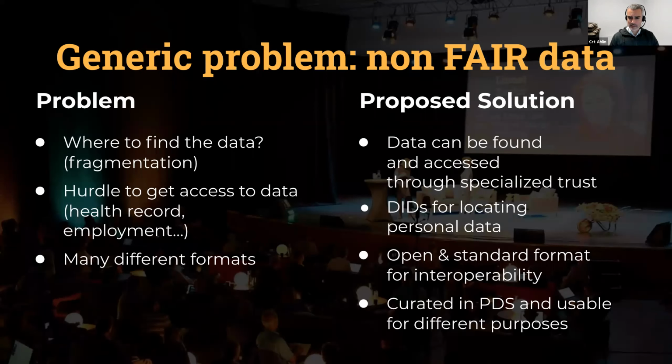structures for data access. The data would be more easily found if you know that it resides in a specialized trust, for example, a COVID-19 trust, which handles only COVID-19 data. In this trust, you could gain access if you are applicable, right? And probably the data would be curated already at the stage where it gets into the personal data storage, therefore more usable for different purposes. As far as interoperability is concerned, we know that we definitely need open standards, and probably decentralized IDs could facilitate the actual finding of data. So that would be a quick recap of this problem.